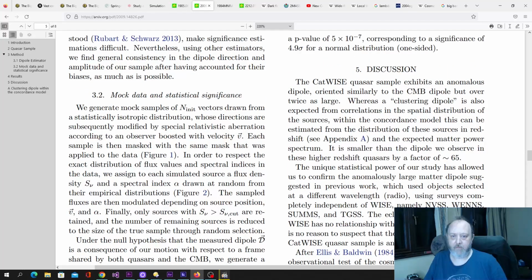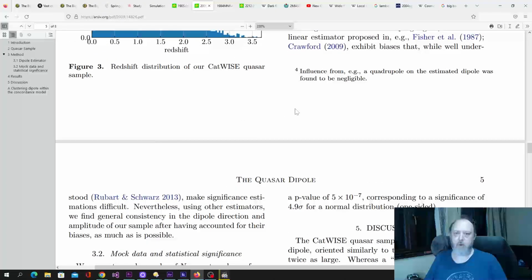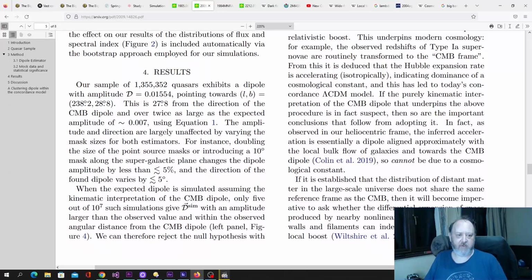Essentially, what have they found? Maybe we want to have a look at the results. Our sample of 1,355,355 quasars exhibits a dipole with amplitude d equals 0.01554, pointing towards the galactic coordinates L equals and B equals. This is 27.8 degrees from the direction of the CMB dipole, and over twice as large as the expected amplitude of around 0.007 using equation 1.